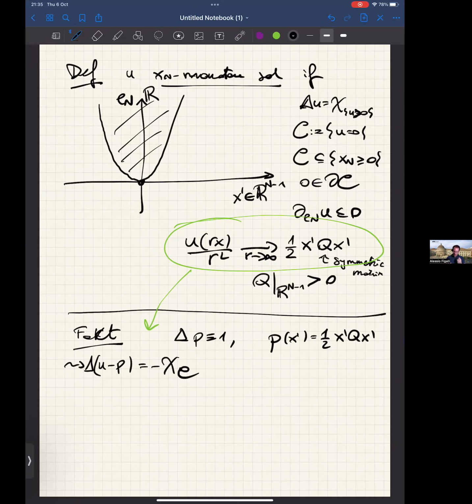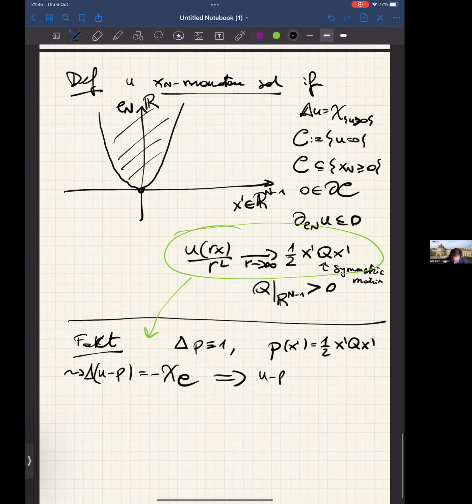Now the question is, can I use this information to guess what u minus P looks like? Well, the first thing you would like to say is that u minus P should be something like minus the characteristic function of C convolved with the Green function of the Laplacian. That's not totally true, because you could have, up to harmonic functions, some first guess you would like to say.